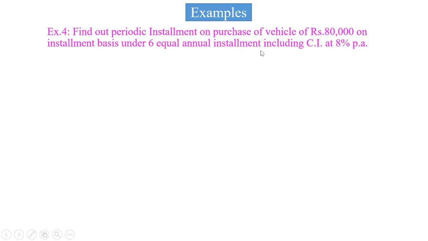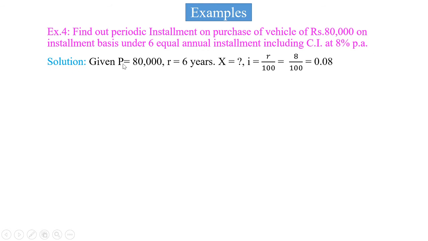Example number 4. Find out the periodic installment on purchase of a vehicle of rupees 80,000 on installment basis under 6 equal annual installments including compound interest at 8% per annum. Solution: given P = 80,000, the vehicle cost, n = 6 years, we have to find the installment, so X = ?, I is the rate of interest per rupee per period.